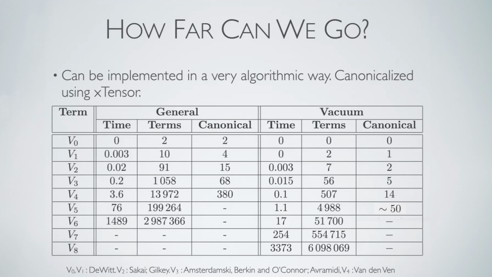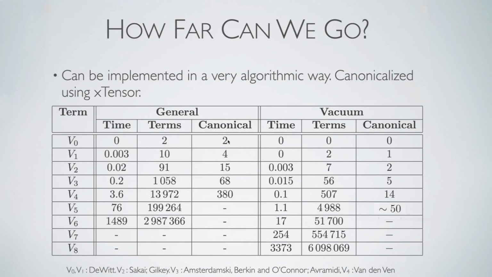I'm just going to take from the paper we published this table, which lists how far we went. So I've just shown you V0, V1, and V2, and the covariant series code just generates 2 terms, 10 terms, and 91 terms for those. Once we canonicalize using RiemannSimplify, we see we get down to 2, 4, and 15.